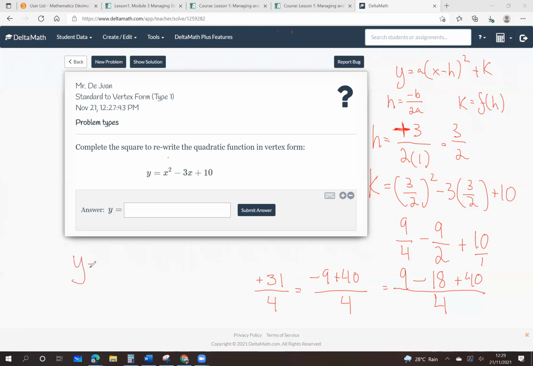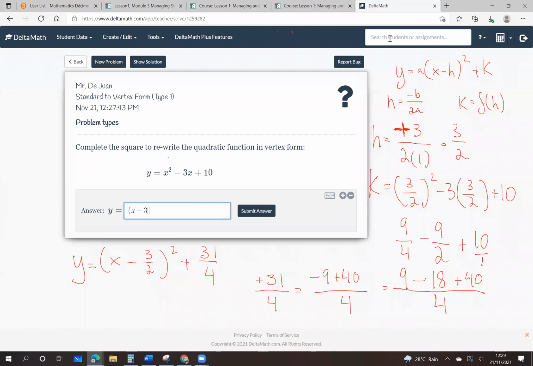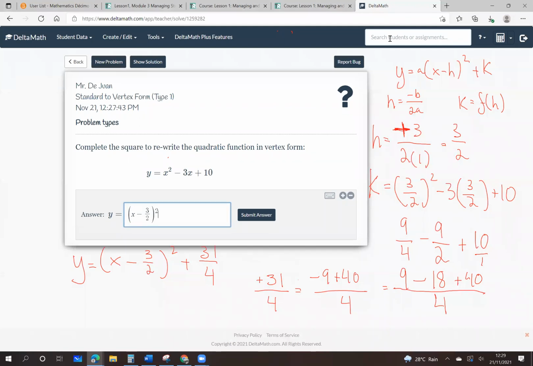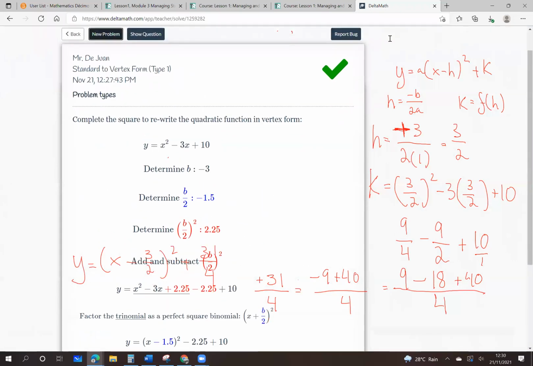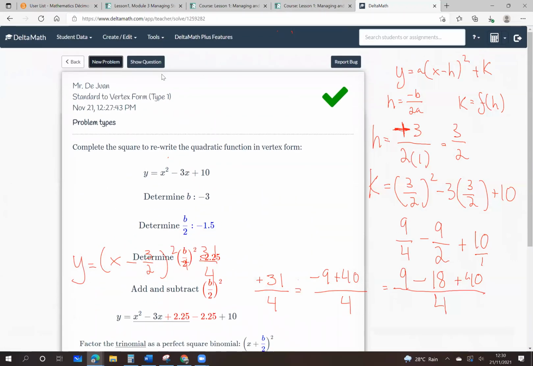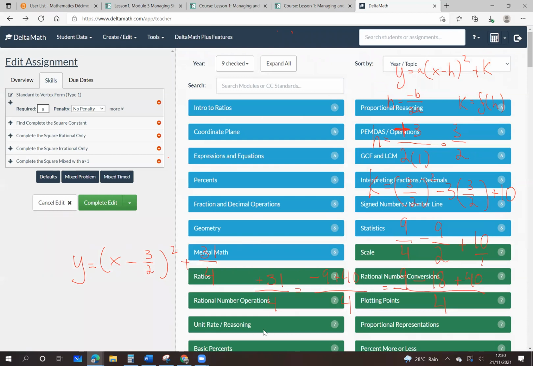So now we have y equals x, and what's my h? 3/2. So x minus 3/2 squared plus 31/4. There we have it. Let's type it in: x minus 3/2 squared plus 31 divided by 4. Final answer. Two steps: find h, find k, write it in the correct form. I hope that helps out.